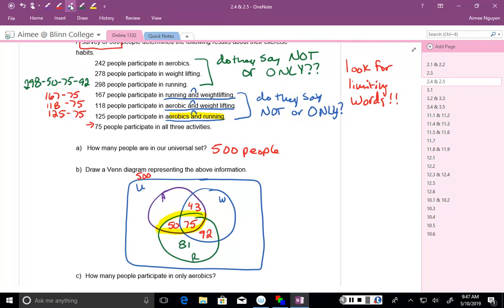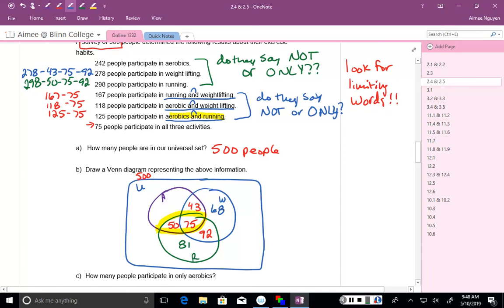Okay, so now we're going to go weightlifting. Weightlifting was my blue circle, so all of the people that weightlift are 278, and then I need to get rid of any other number inside that blue circle, so 43, the 75 in the middle, and the 92, and that leaves me only 68 people that lift weights.